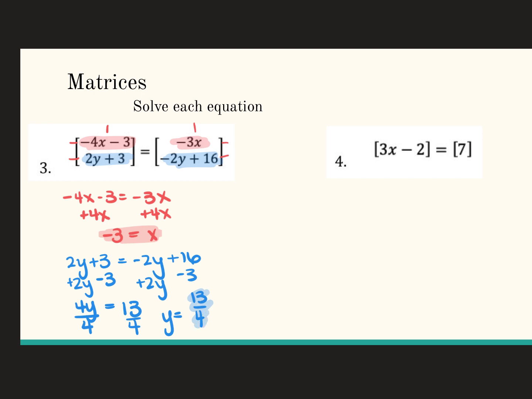All right, let's look at number 4 here. The first element in the first row, first column has to equal the element in the first row, first column of the other one. Writing this out, I have 3x minus 2 equals 7. Now it's just a linear equation. So I get 3x equals 9, and x will equal 3.